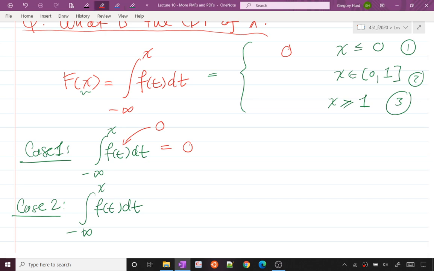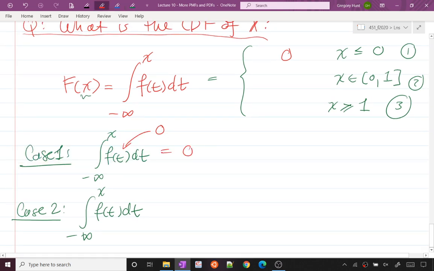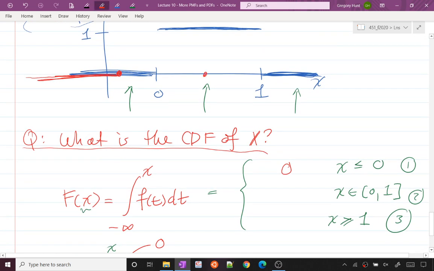Now, in this case, our little x, a little argument here, is between 0 and 1. So looking at some value here. Now we can ignore everything less than 0 because that has no contribution to my integral. There's no contribution in area.